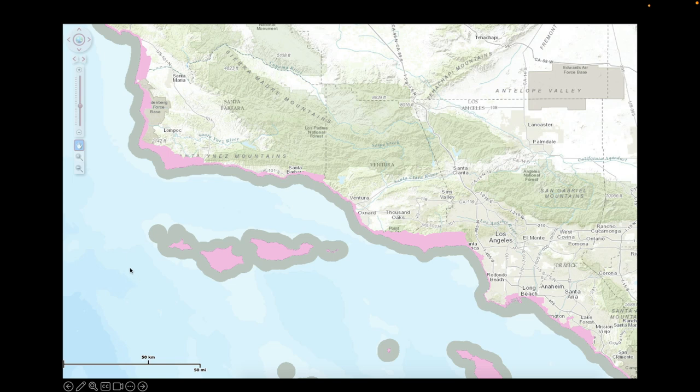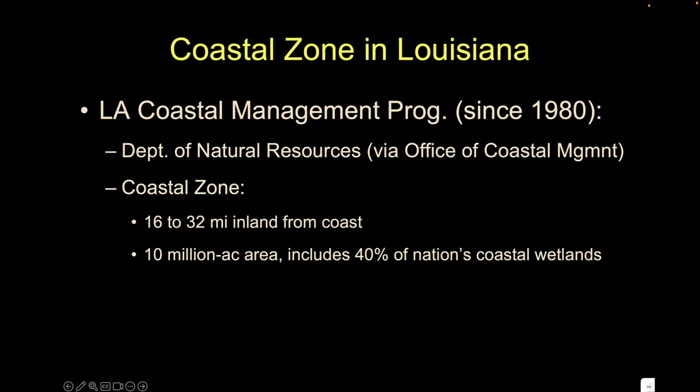And I would say also all the Channel Islands are in the coastal zone, yeah. And this is another way to look at it. It's the same thing, but this is just the literal linear definition of the inland boundary of the coastal zone. Okay, so this was our California coastal zone.